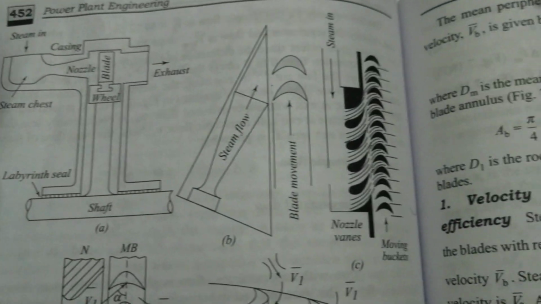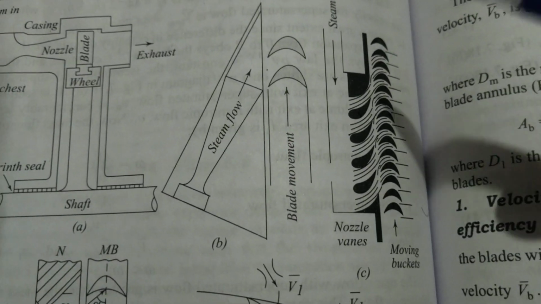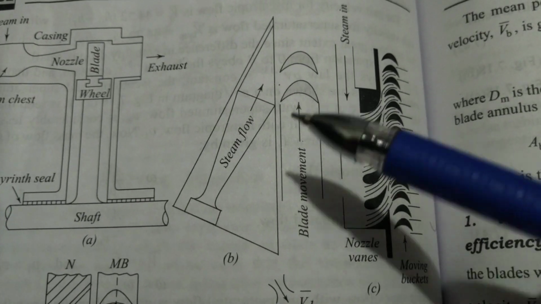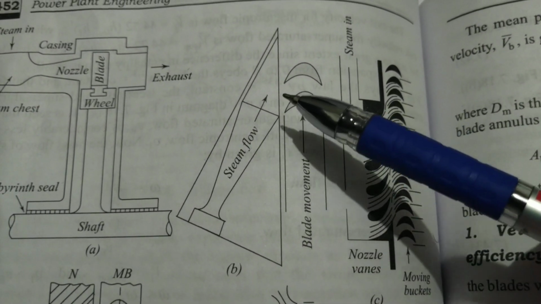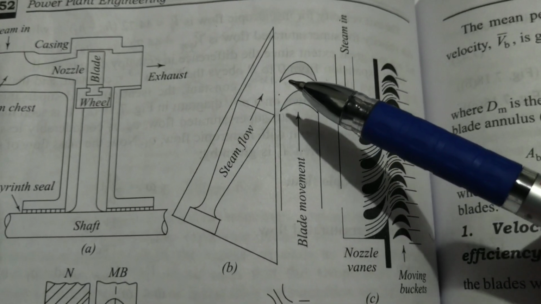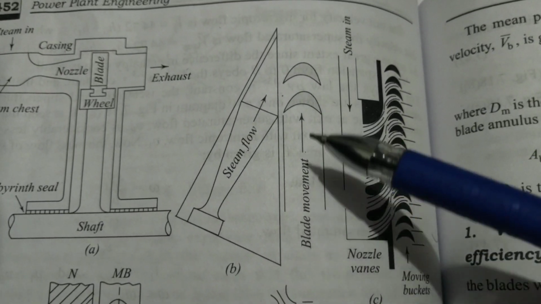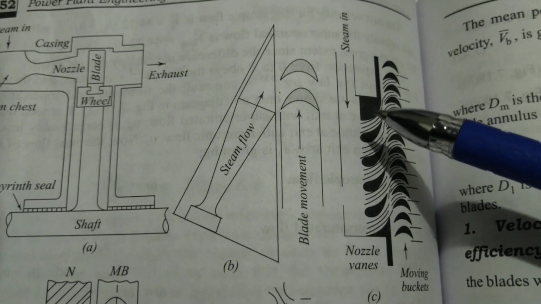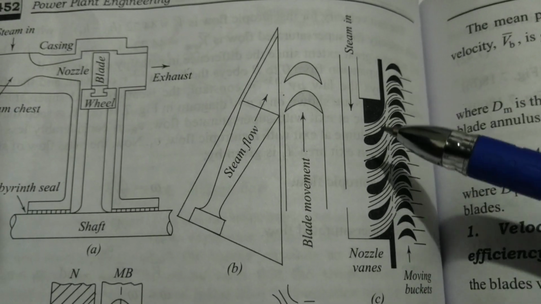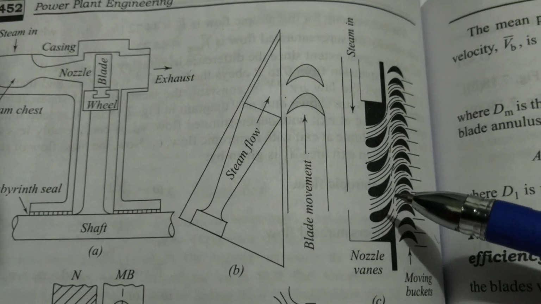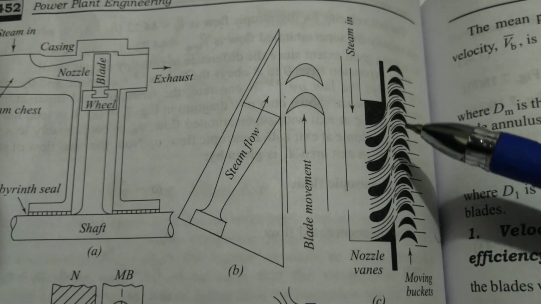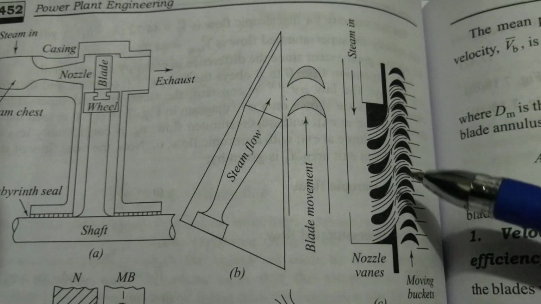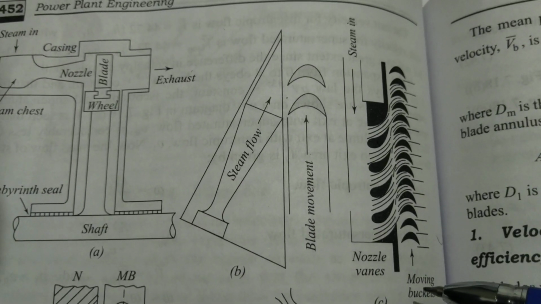Okay, so now if you see this set of diagram, it is still better. Steam comes in through the nozzle and impinges on the turbine blades. The turbine blades keep rotating. These are steam nozzles, and steam nozzles are fixed. But as you can see, the other set of blades, the turbine blades, will be moving. See, these are moving blades.